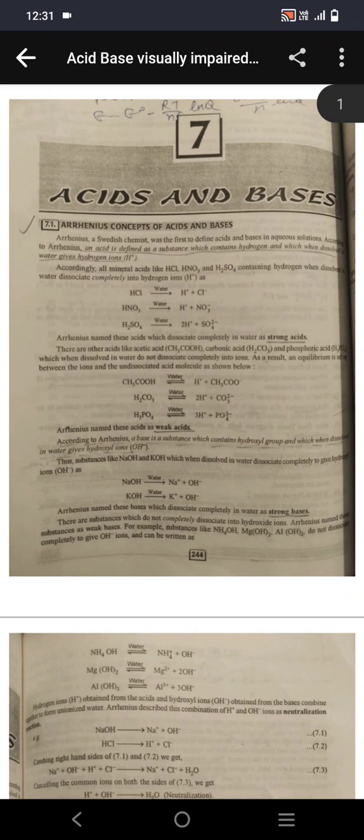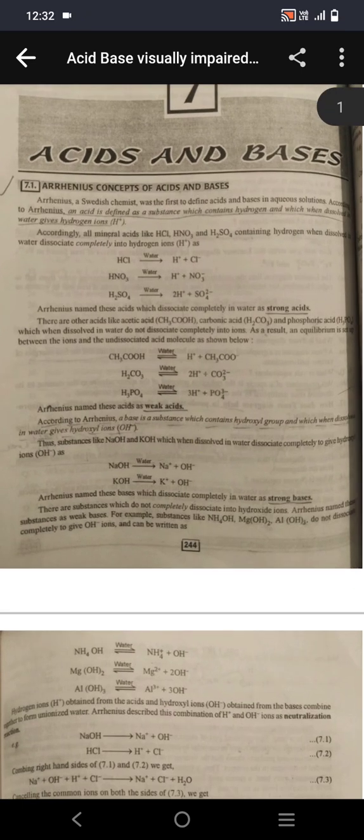According to Arrhenius, an acid is defined as a substance which contains hydrogen and which, when dissolved in water, gives hydrogen ions. Accordingly, all mineral acids like HCl, HNO3, and H2SO4 containing hydrogen, when dissolved in water, dissociate completely into hydrogen ions. Arrhenius named these acids which dissociate completely in water as strong acids.